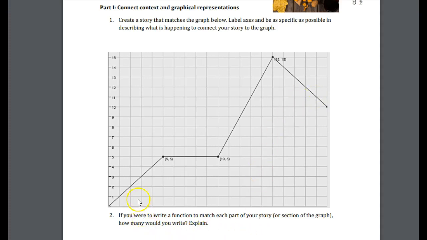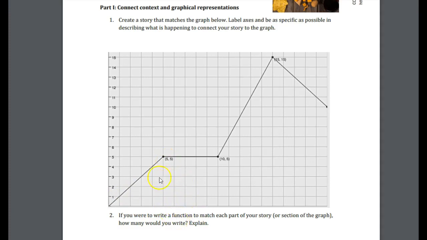For starters, you need to notice that all of the pieces of this graph are linear. They're straight lines. They have a constant rate of change. That's the distinguishing characteristic of linear functions. And so that means that whatever is happening in your story needs to be changing at a constant rate.